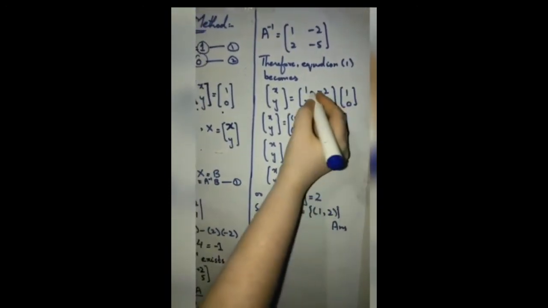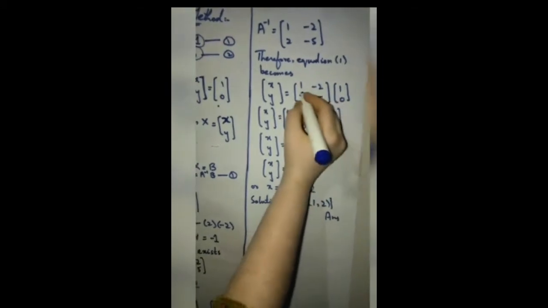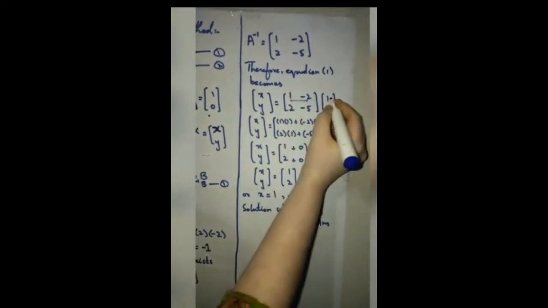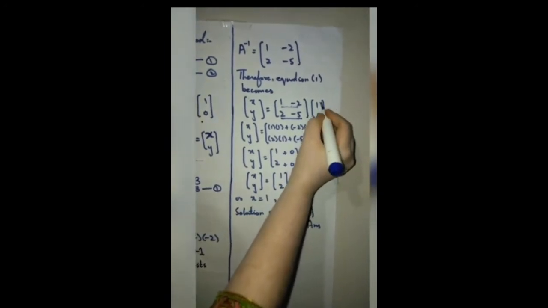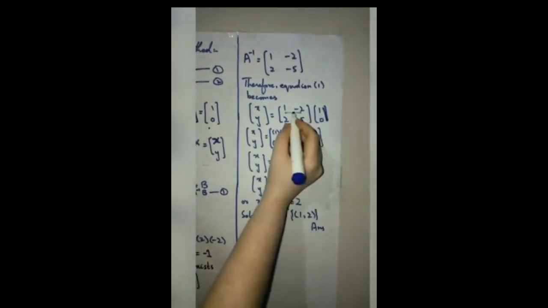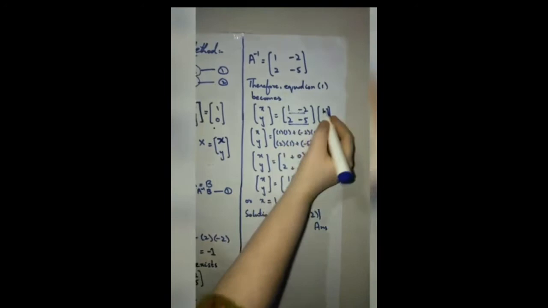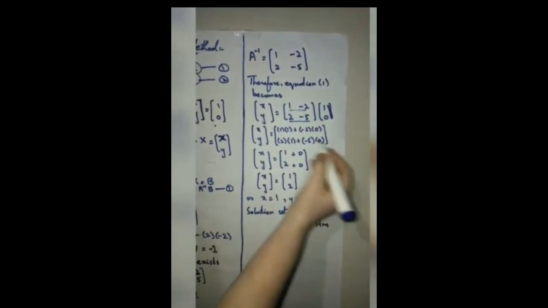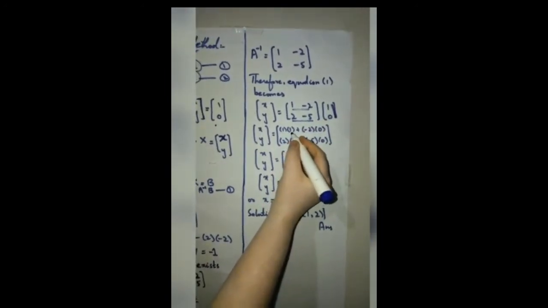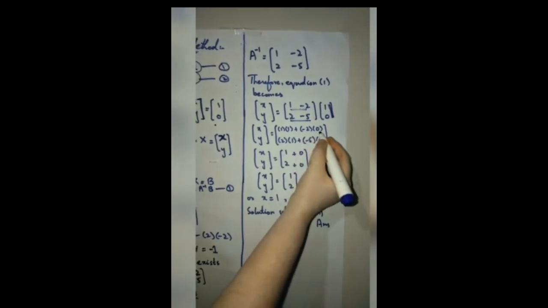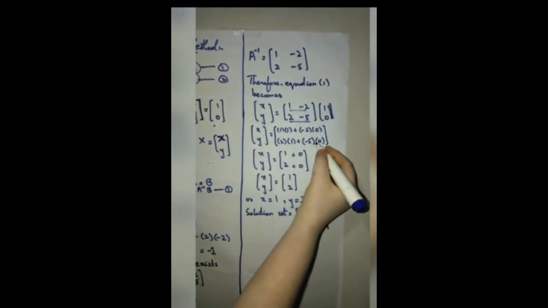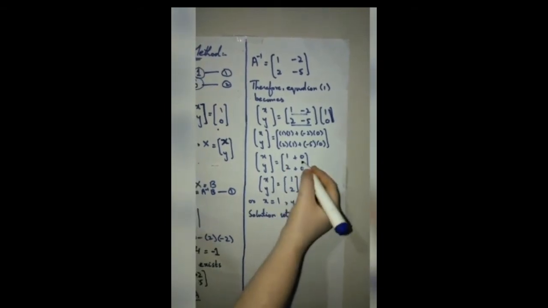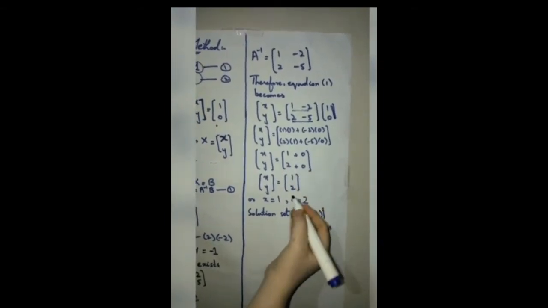First row multiplied by first column: 1 multiplied by 1 plus -2 multiplied by 0. Second row multiplied by first column: 2 multiplied by 1 plus -5 multiplied by 0. 1 multiplied by 1 equals 1. -2 multiplied by 0 equals 0. 2 multiplied by 1 is 2. Plus -5 multiplied by 0 equals 0. 1 plus 0 equals 1. 2 plus 0 equals 2.